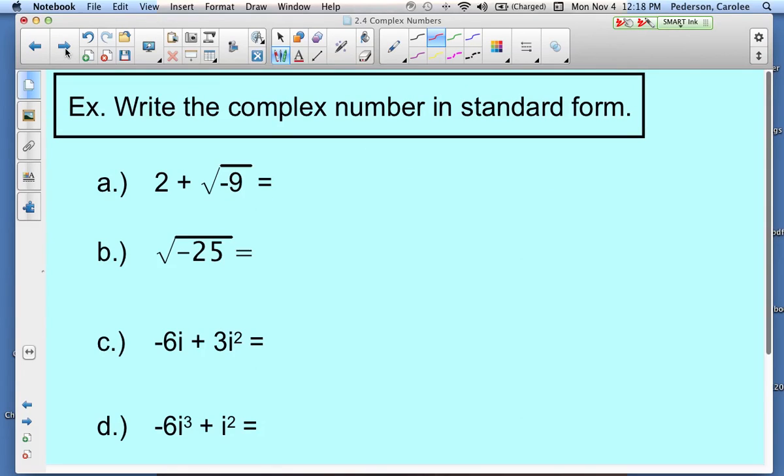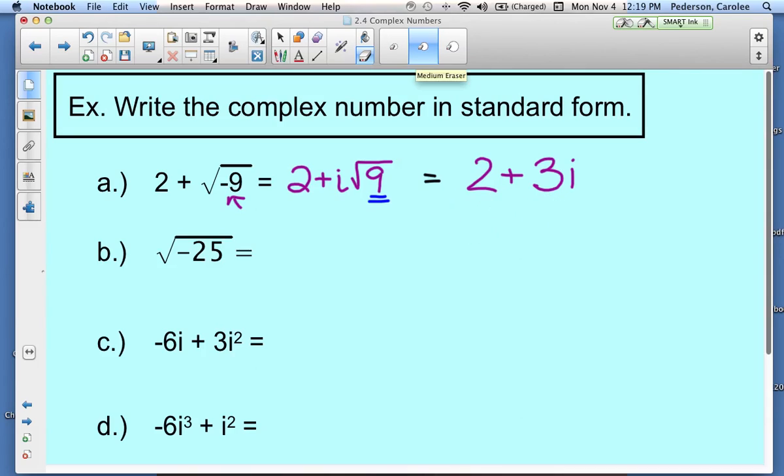So what we want to do is simplify some of these examples into standard form of a complex number. So example A, 2 plus the square root of -9. So talk about that negative first. Replace it with i out in front, and then the square root of 9 is 3. So that becomes a 3. Now we have the real part. This is my real, and that's my imaginary. I'm just going to erase that, you don't need it, but now it's in standard form.